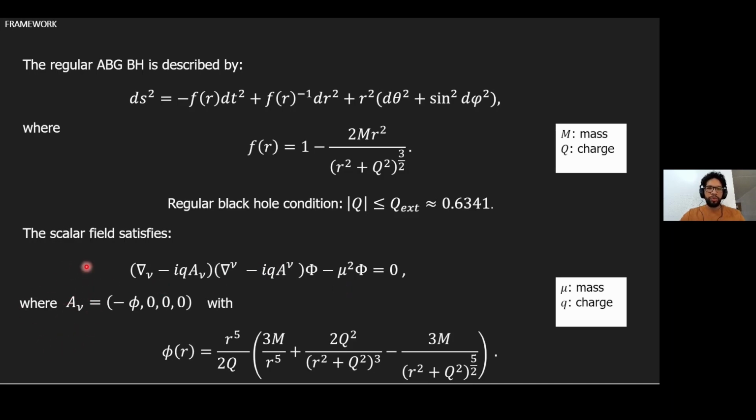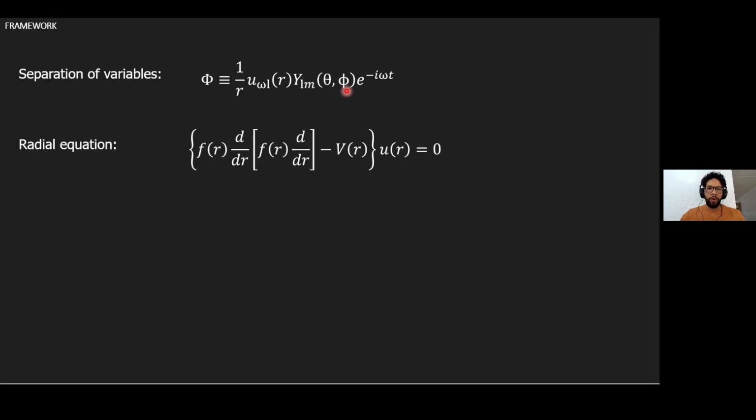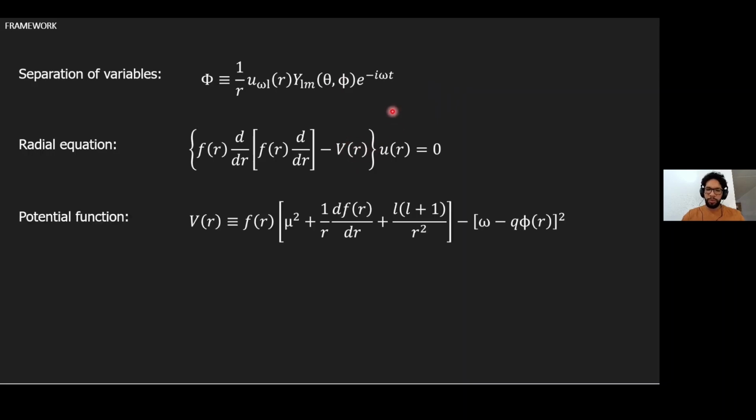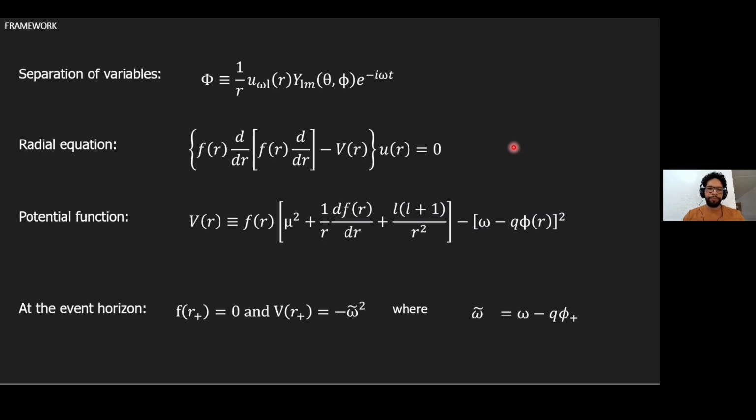A is the electromagnetic potential, and phi is the electrostatic potential, which for the ABG solution is given by this expression. So we separate variables in the usual way, obtaining a radial equation which is a Schrödinger-like equation. Here, this term is called the potential function and is explicitly given by this equation here.